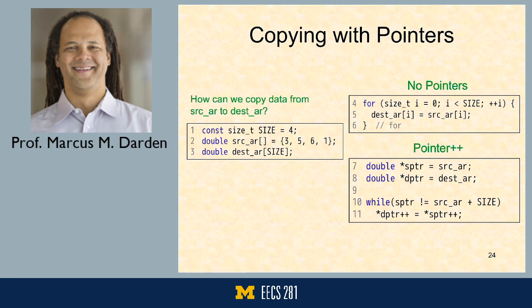Now, why is this good? Why would you use pointers when the first code seems simpler? This is what the STL does when it deals with iterators.